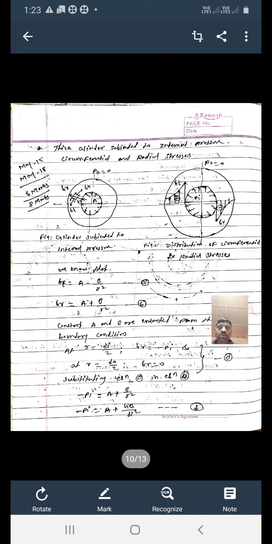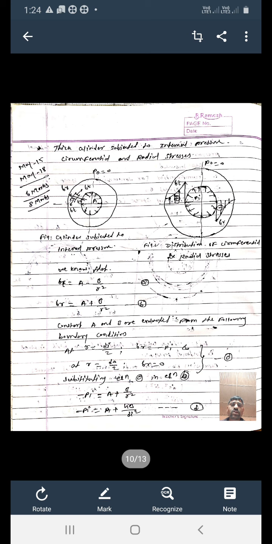And the pressure on the outside wall of the cylinder, Po, we consider as 0. Then we know two equations: sigma T is equal to A minus B divided by r square. This is equation A. And sigma R is equal to A plus B divided by r square. This is equation B. This A and B are constants. They are evaluated using some boundary conditions.